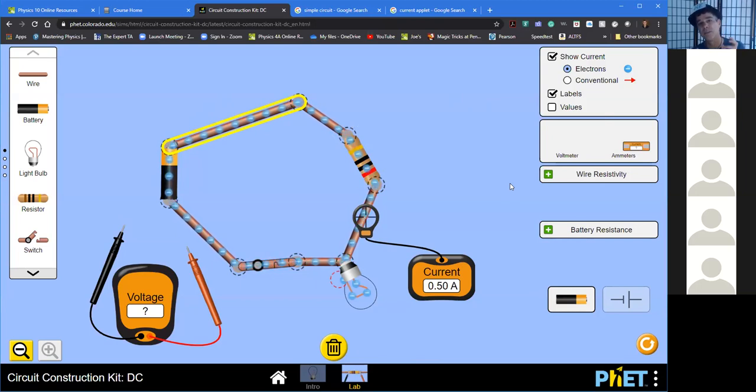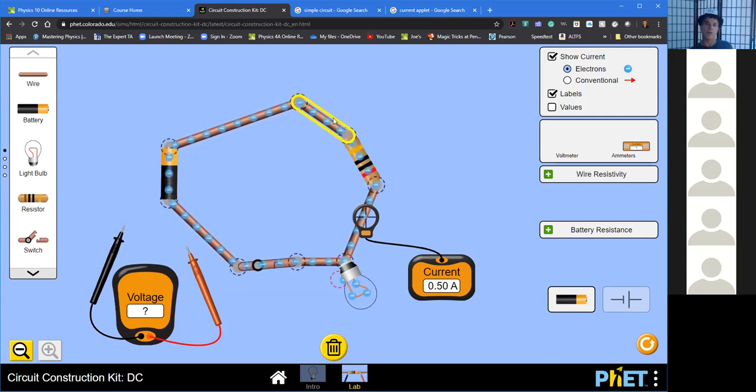So wires themselves do have resistance. Oftentimes, if you're taking an electronics lab, you ignore how much resistance the wires have because it's pretty low. Just to give you an idea, it's on the order of 10 ohms or less. In this case, I thought I might be able to adjust what this wire is made of, maybe make it bigger or smaller. I can't.